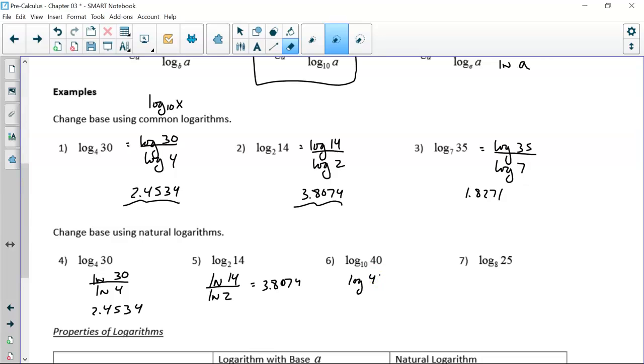Log of 40, keep doing this, natural log of 40 over the natural log of 10, so you're going to get 1.6021, and then natural log of 25 over the natural log of 8. So that would give you about 1.5480. So that's the change of base formula. That allows us to calculate the values of the log on your calculators easily.